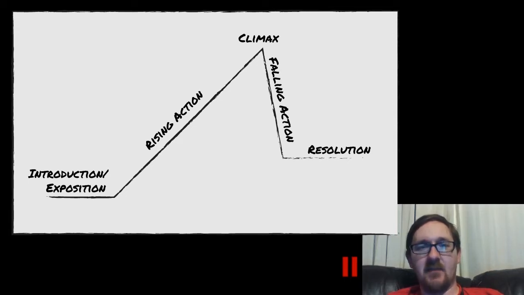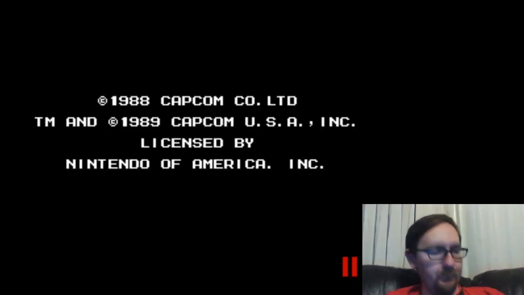And then finally the resolution is, okay, now that everything's been said and done, what happens to our characters now? Or what is the eventual result of that conflict being solved? That's what you'll find in the resolution. So, without any further ado, pick up the sticks here, and we will take a look at Mega Man 2.